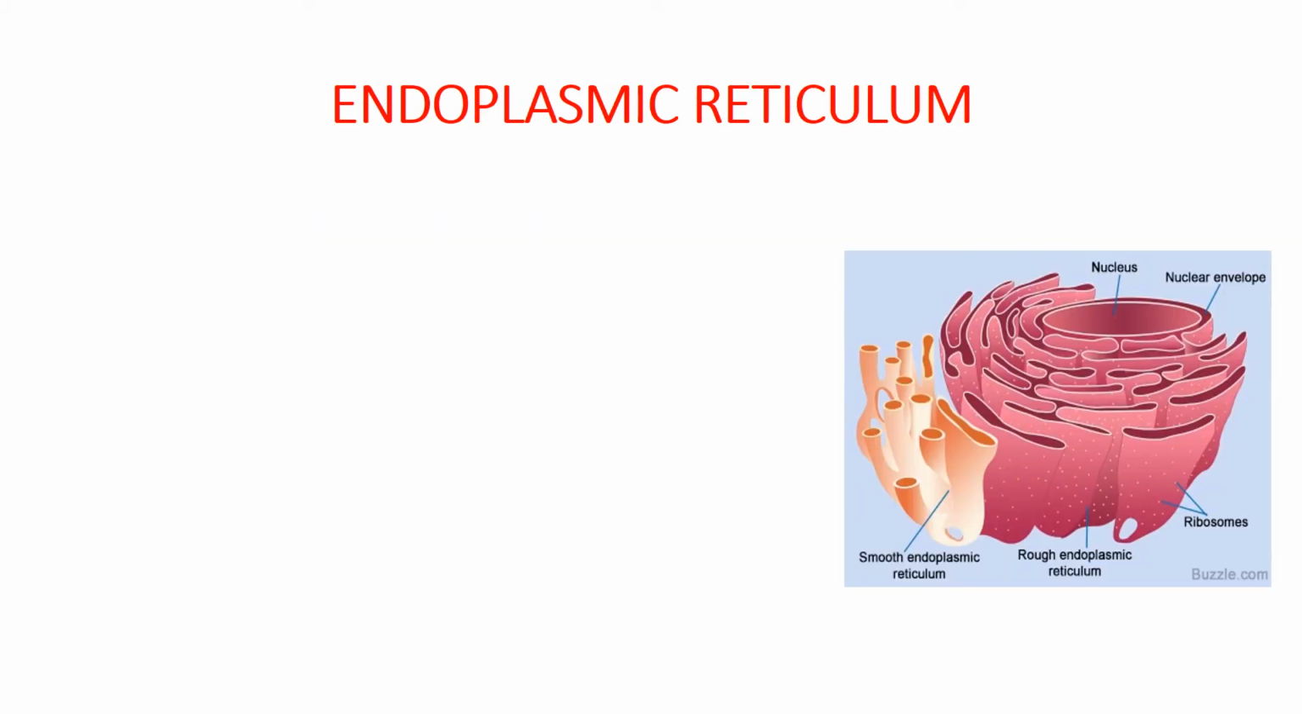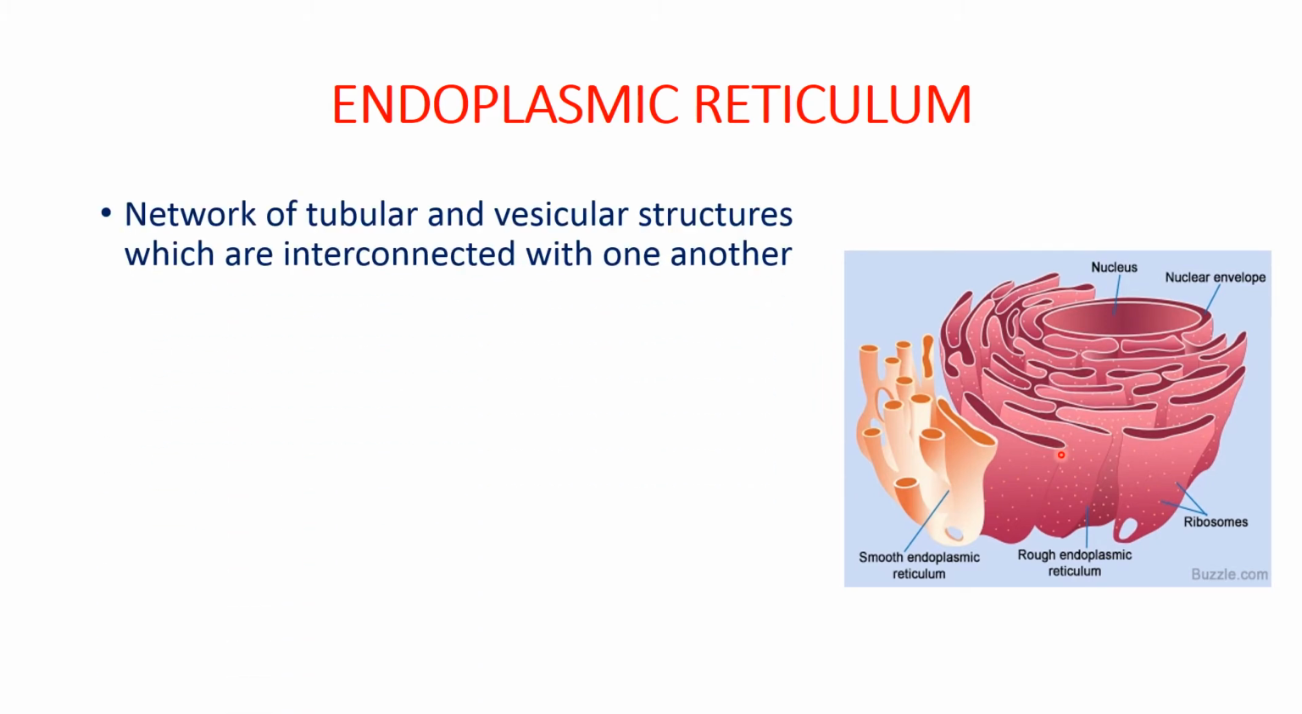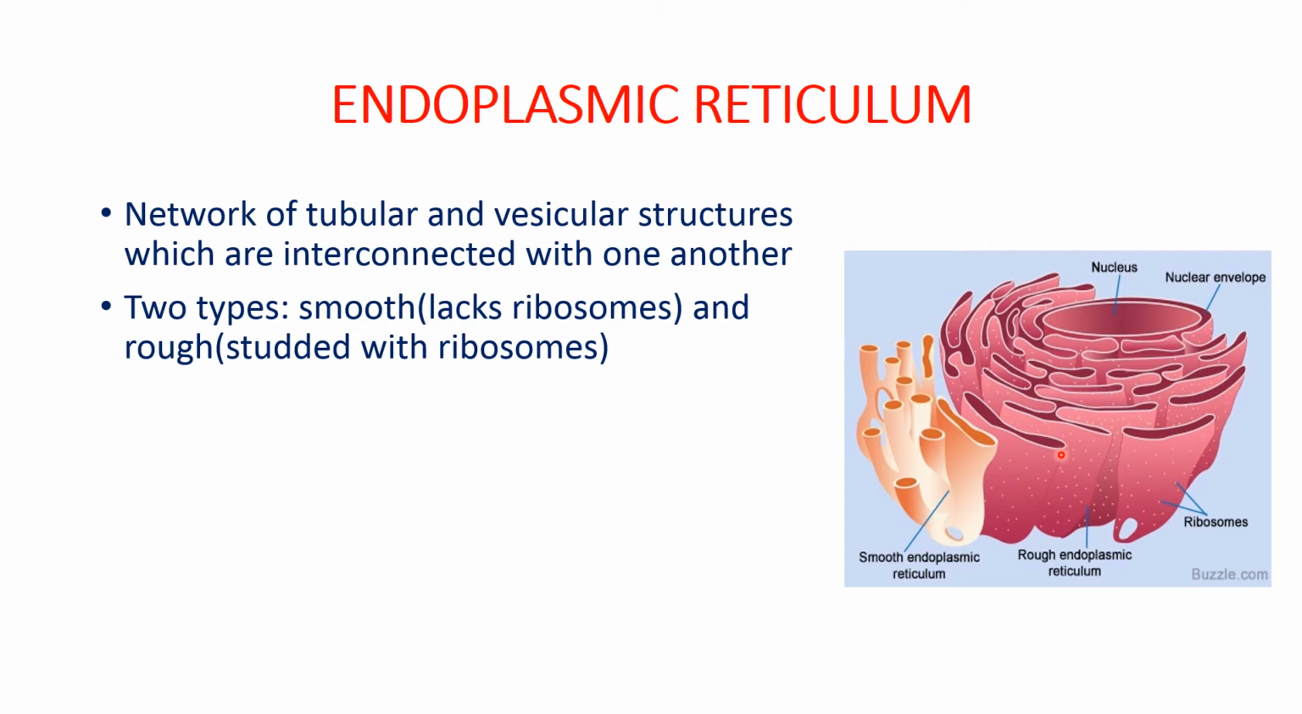So now the first cell organelle we are discussing is endoplasmic reticulum. You can see it is endoplasmic reticulum. Network of tubular and vesicle structures which are interconnected with one another. Two types of endoplasmic reticulum are there. Smooth endoplasmic reticulum, that lacks ribosome, abbreviation is SER. And rough endoplasmic reticulum studded with ribosome, abbreviation is RER. You can see in rough endoplasmic reticulum ribosomes are embedded in the endoplasmic reticulum, and smooth endoplasmic reticulums are devoid of any ribosome. What is the function?